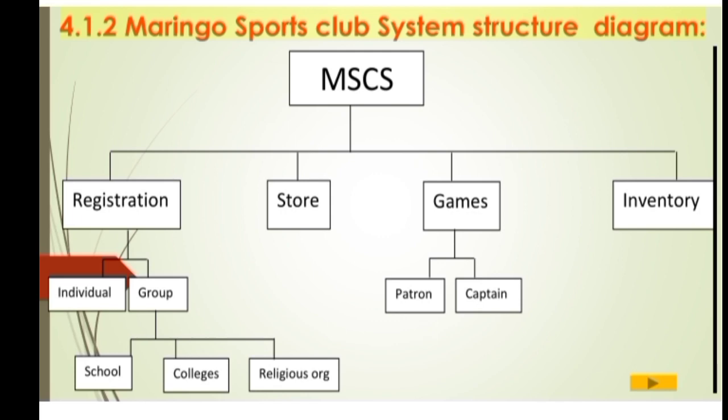4.1.2 Maringo Sports Club System Structure Diagram. MSCS. Registration, store, games, inventory, individual, group, schools, colleges, religious organizations, patron, captain.